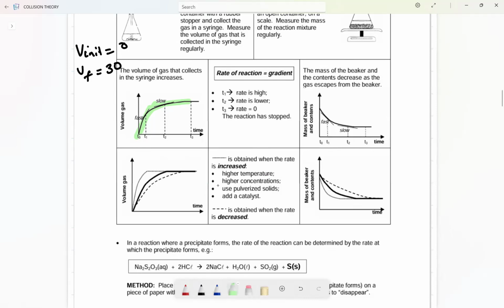Whether it is a decreasing function or an increasing function, it is faster. But as time goes on between T1 and T2, in this region, the reaction becomes slower. But at T3, there is no reaction. So we are saying the rate is equal to 0. Why? Because now the reaction has stopped. So there's no rate. There is no change in volume now.